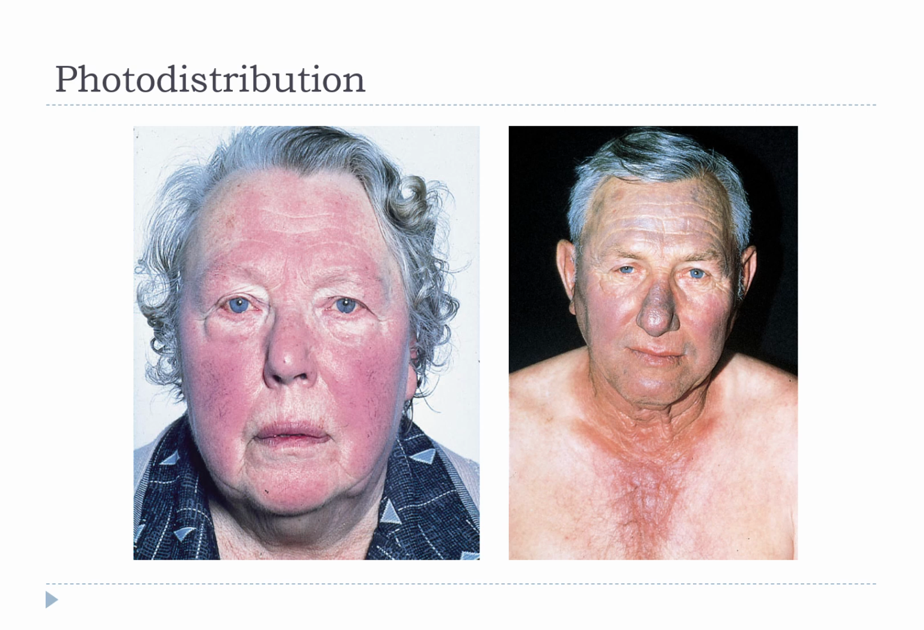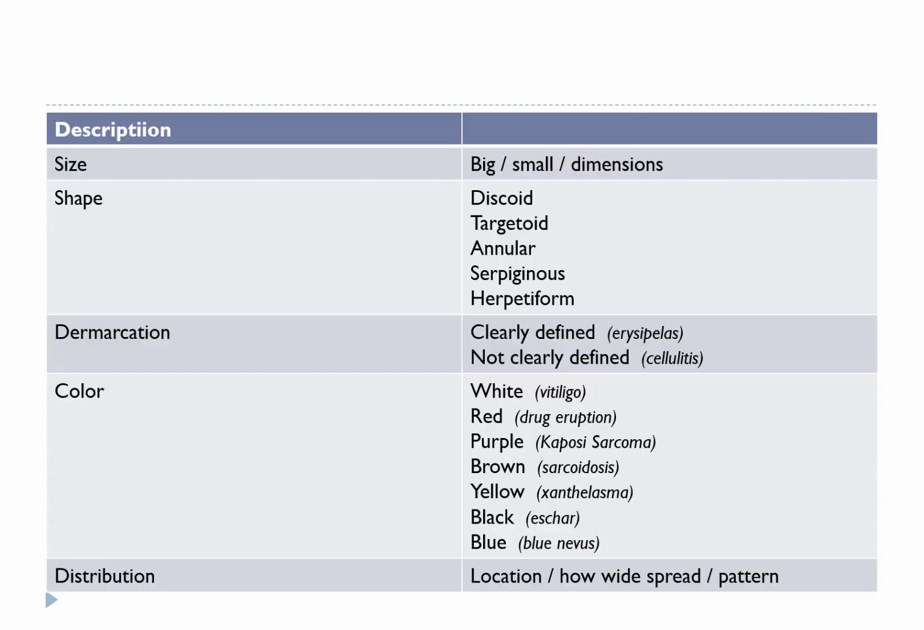Photodistributed lesions appear over sun-exposed skin. Protected areas remain free of disease. This is common with certain drug phototoxic reactions and photosensitive disorders such as lupus erythematosus and other connective tissue diseases, to name a few. This table summarizes what we discussed so far.